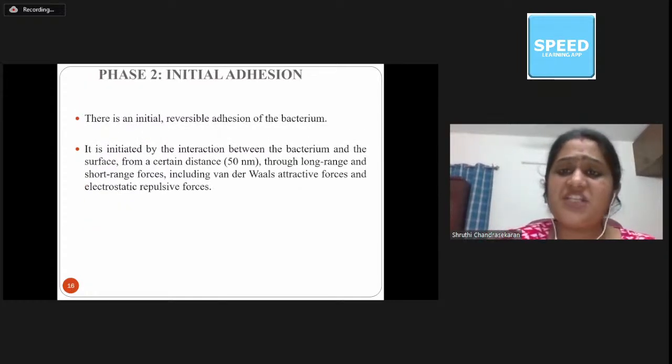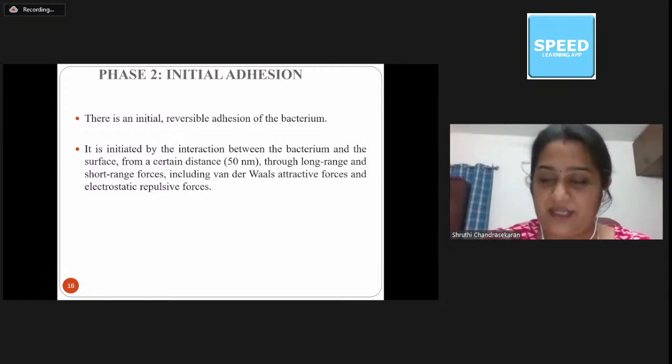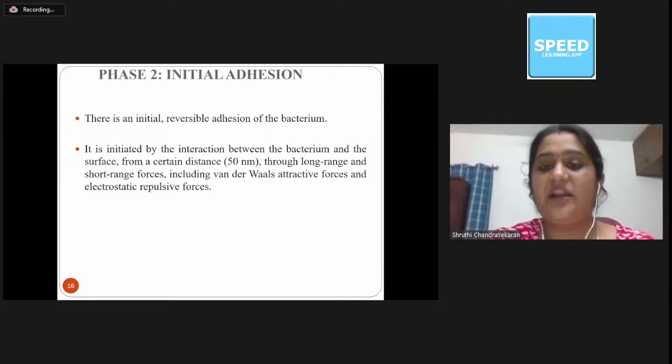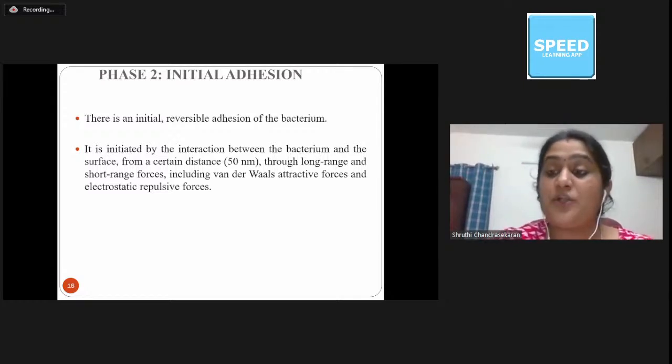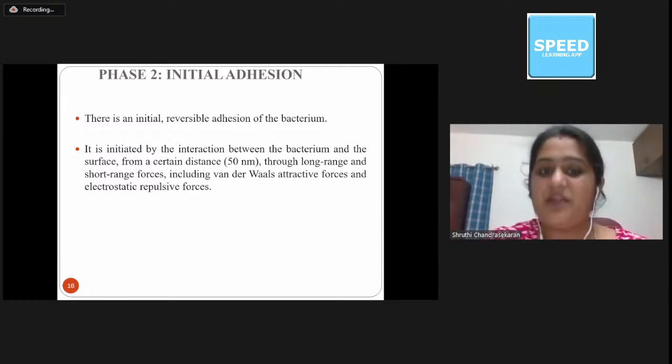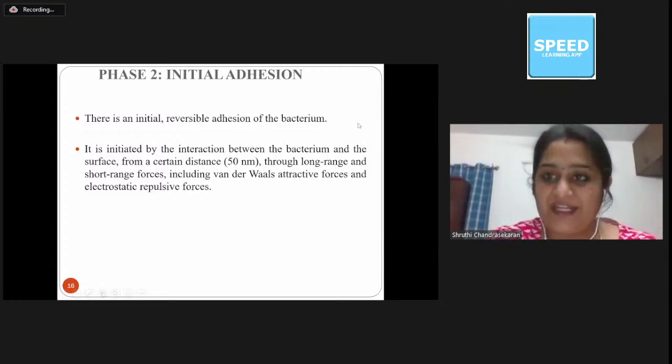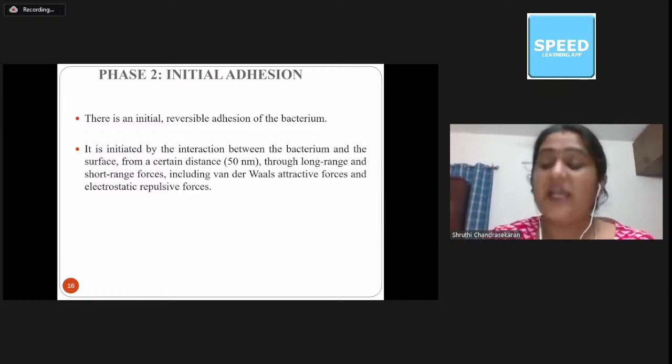Next, how is the initial adhesion of the bacteria that is occurring? So this is the initial reversible adhesion. Please remember, the initial adhesion is said to be reversible. That is, we will be able to remove it without any much of an effort, like using a water spray. So it is initiated by the interaction between the bacteria and the surface energy on the tooth from a certain distance of less than 50 nanometers. So only if the bacteria is in 50 nanometer distance, it will be able to associate an interaction.